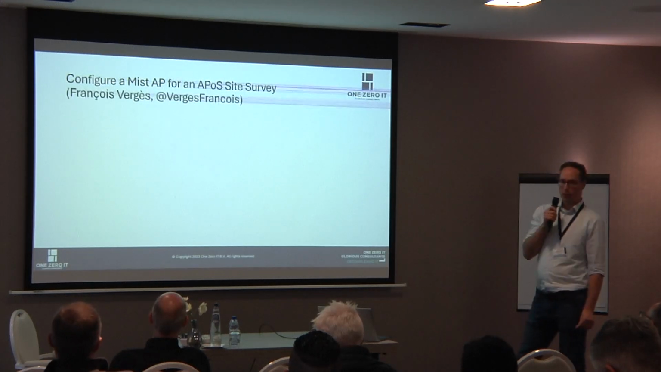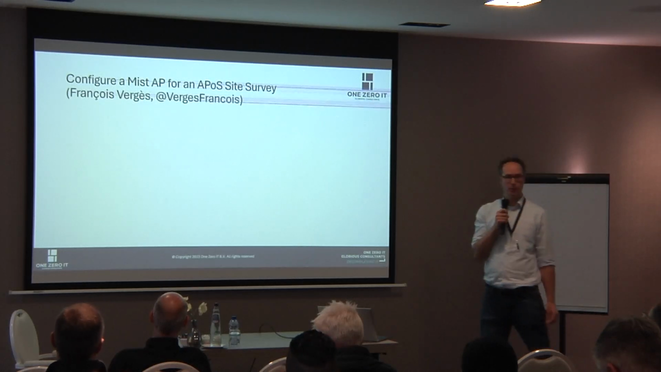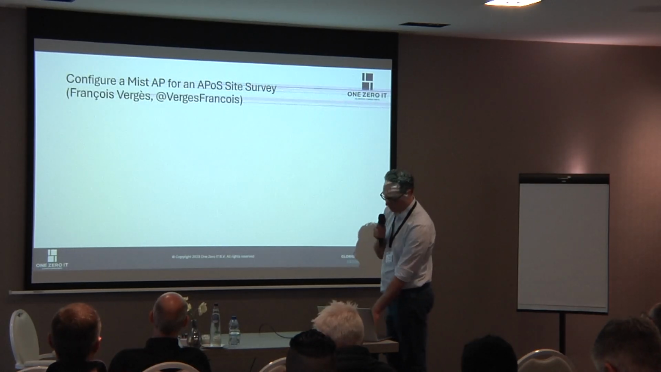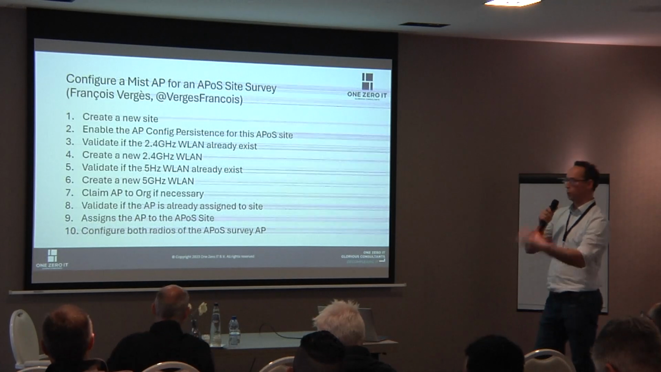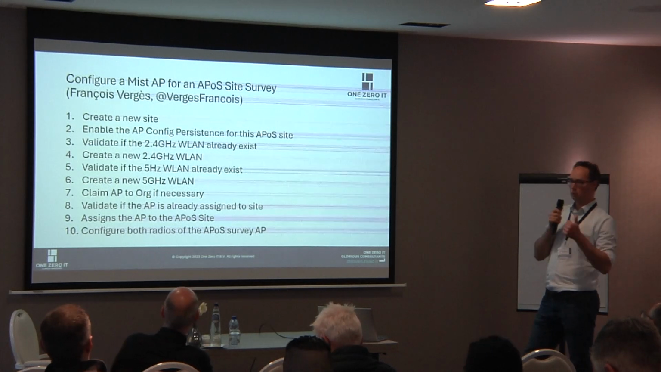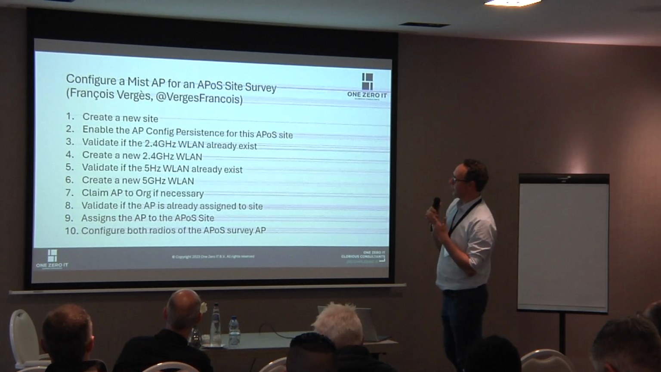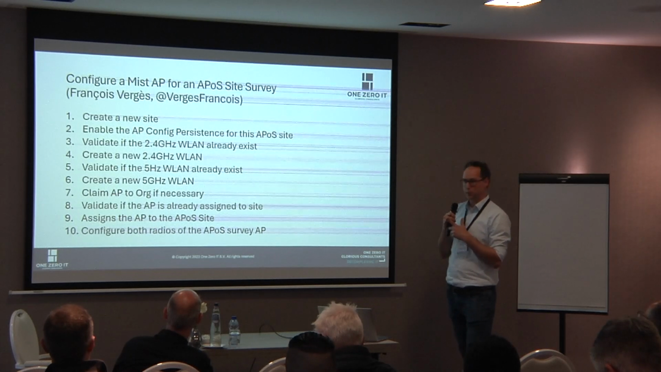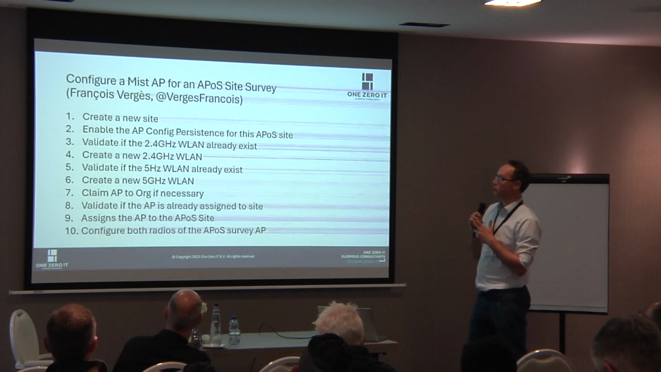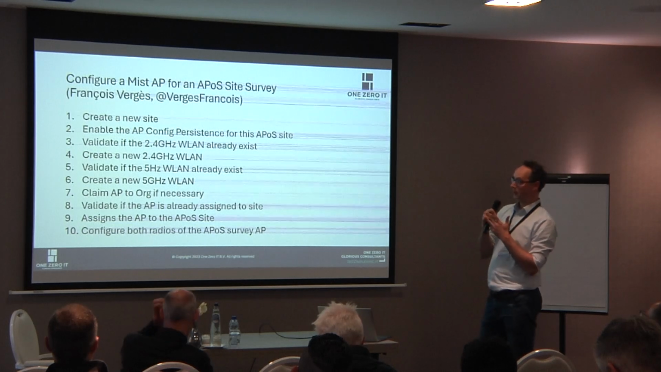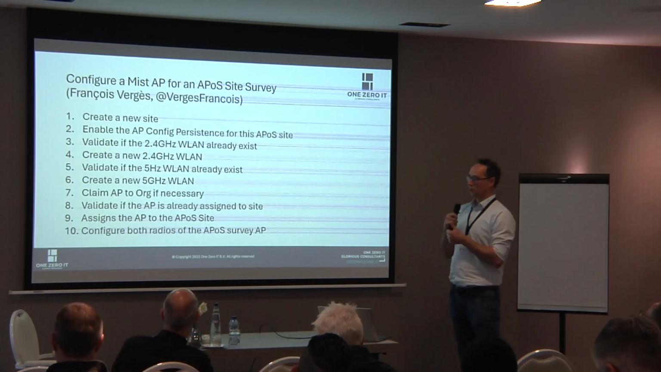Then another example from Francois. He created a script for configuring a WLAN AP for AP on a stick site survey. Again, he made a template of what he wants it to do. So he wants to create a new site. He wants to enable the AP config, the persistence AP config for the AP on a stick. We validate if the 2.4 gigahertz was not already there, create it. Validate if the 5 gigahertz was there, if not, create it. If the AP was not claimed, claim the AP.